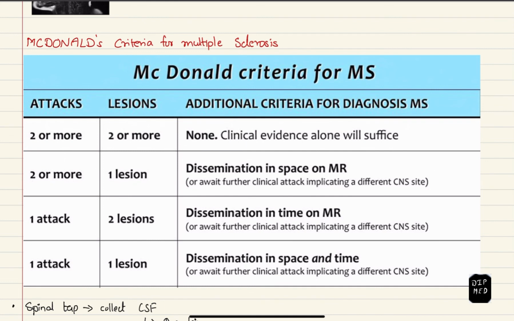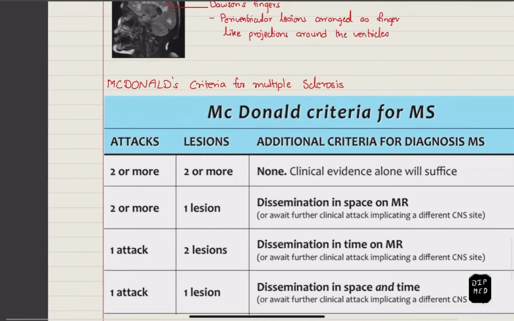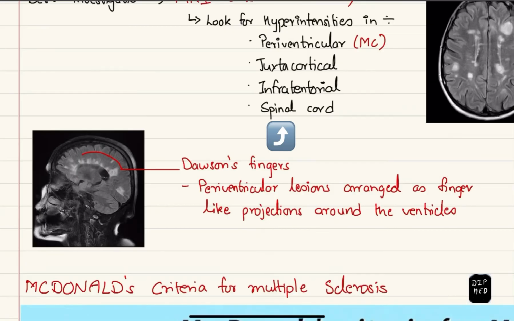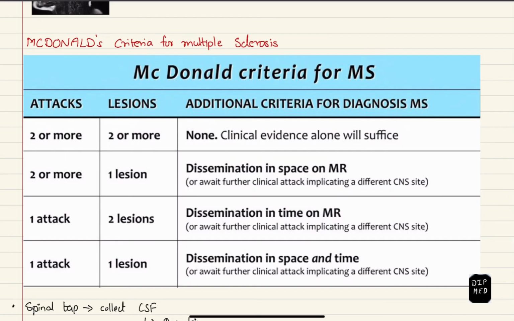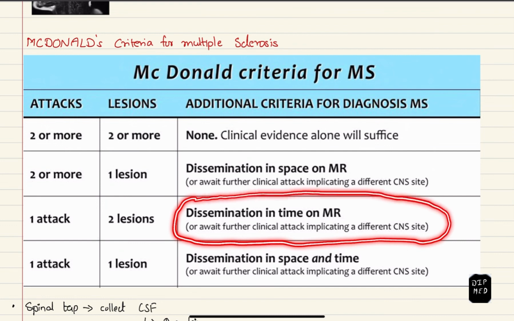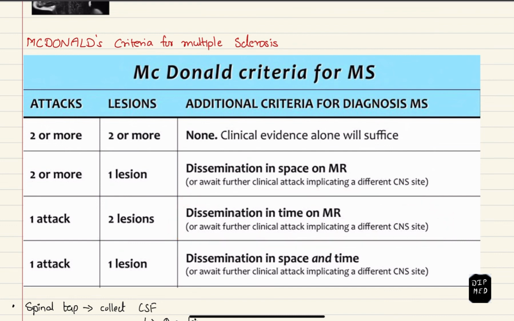Dissemination in space means presence of 1 or more lesions in at least 2 out of these 4 areas. If there is only 1 attack with 2 lesions, then we should look for dissemination in time on MRI or wait for a further clinical attack. Dissemination in time means appearance of a new lesion in a follow-up MRI. If there is only 1 attack and 1 lesion, look for both dissemination in space and time.